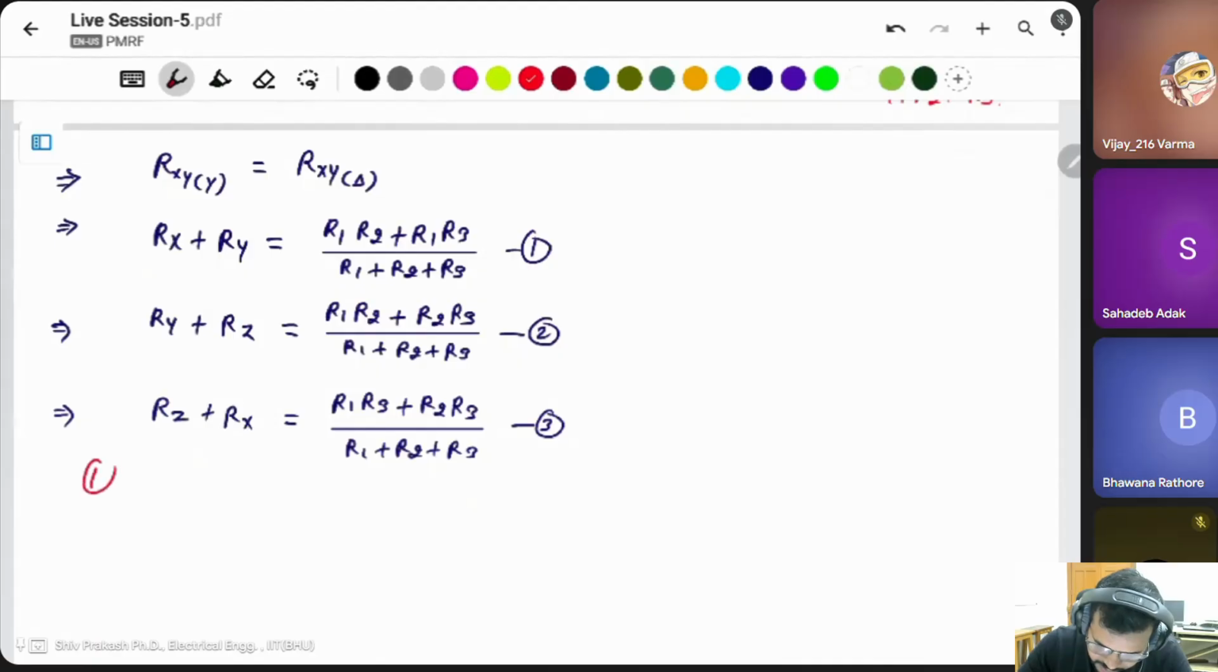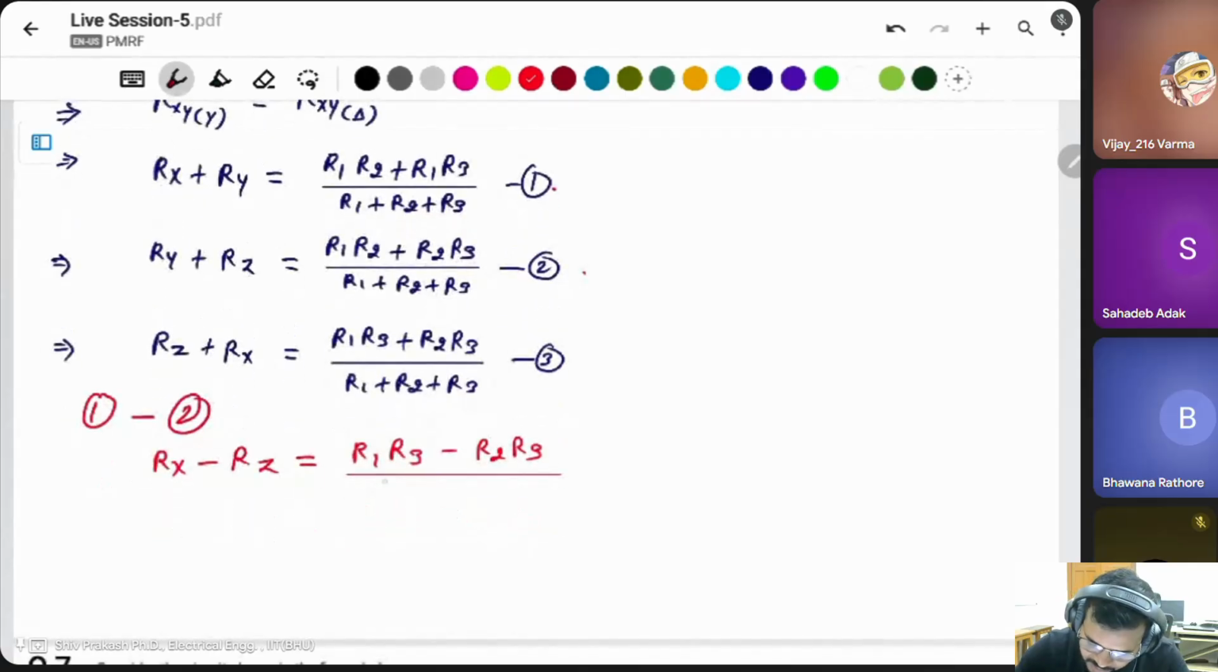Then equation 1, suppose you subtract 1 minus 2, then Ry will be cancelled out. Rx minus Rz is equal to, then R1 R2 in both conditions, R1 R2 is cancelled out, R1 R3 minus R2 R3 only. Denominator both are the same.